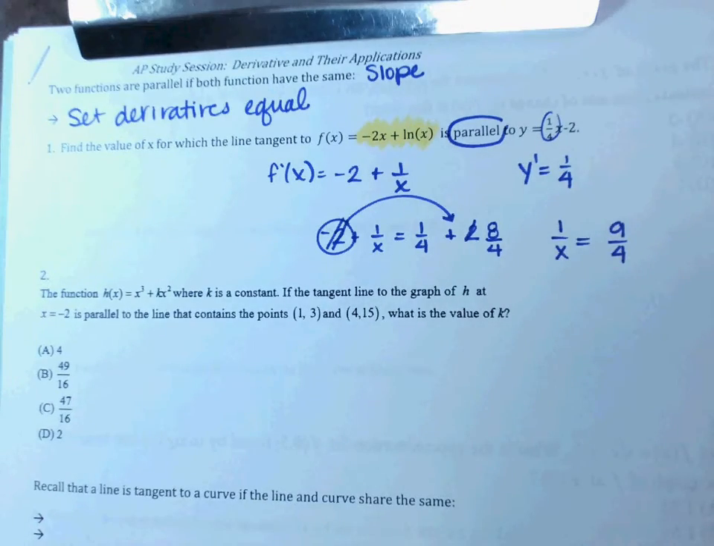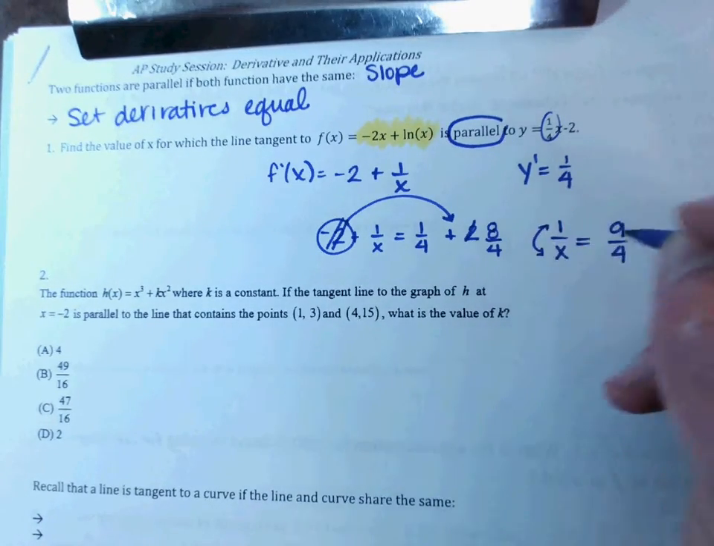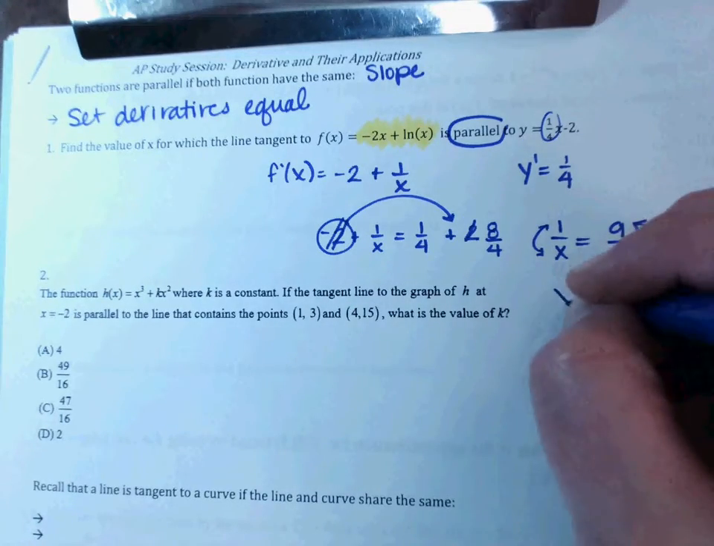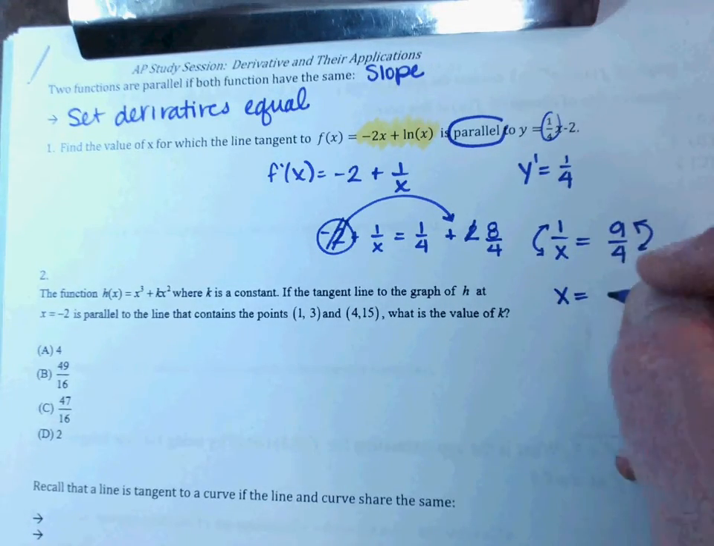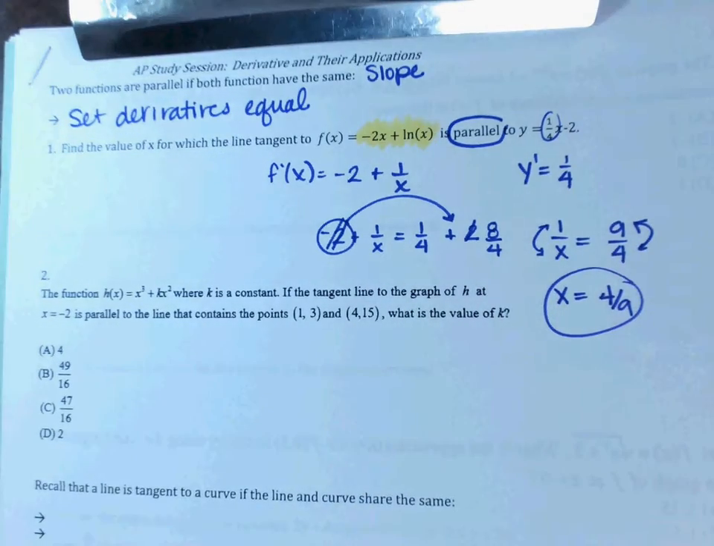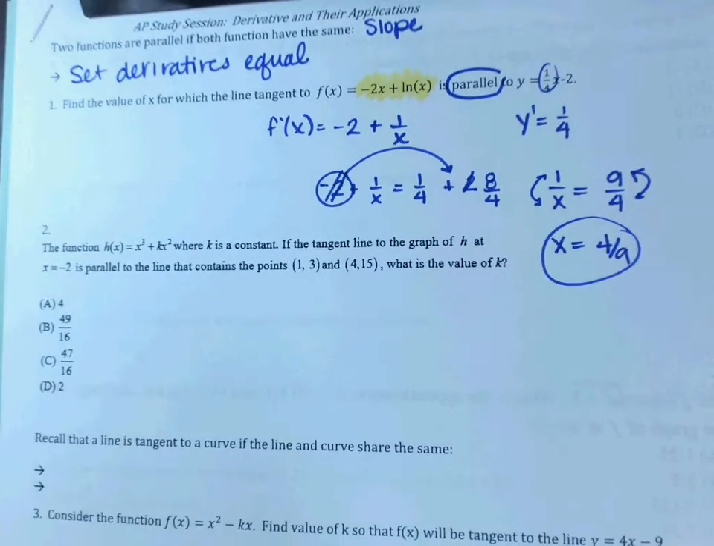And then remember that if you reciprocal one side, you can just reciprocal the other side. So 1 over x flips to be x over 1, and 9 over 4 flips to be 4 over 9. So that means that x equals 4/9. Their slopes are exactly the same. Okay? Alright, go down to number 2.